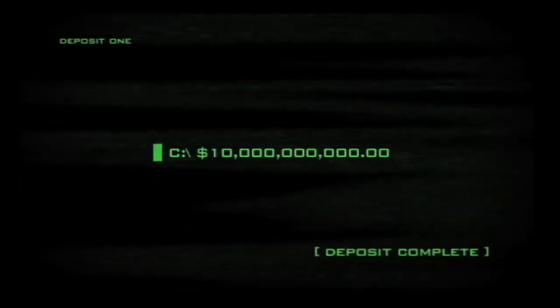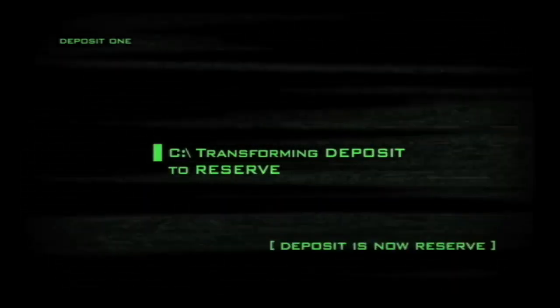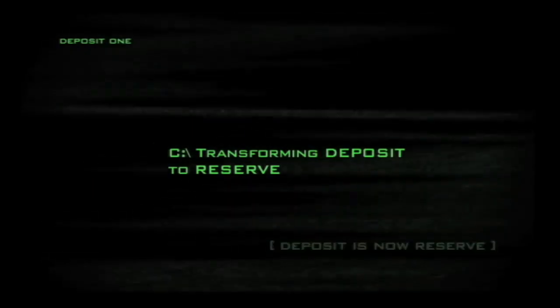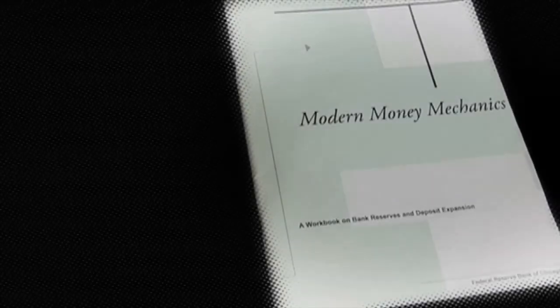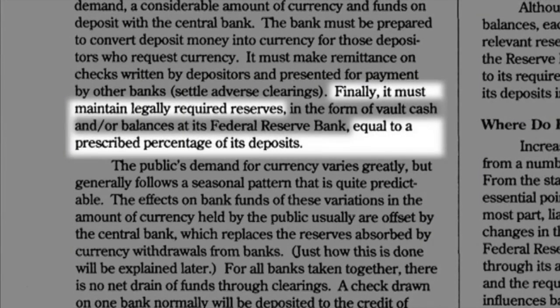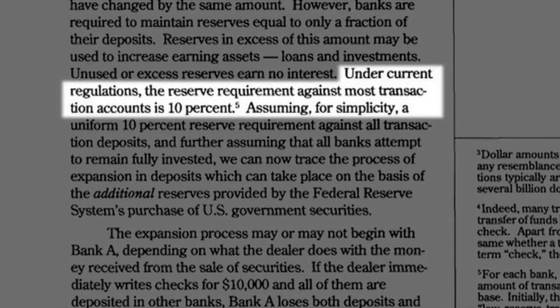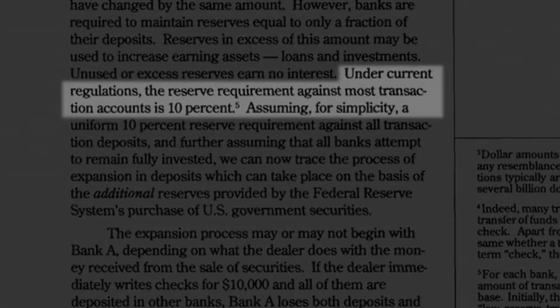So, the exchange has been made and now $10 billion sits in a commercial bank account. Here's where it gets really interesting. For as based on the fractional reserve practice, that $10 billion deposit instantly becomes part of the bank's reserves, just as all deposits do. And regarding reserve requirements, as stated in Modern Money Mechanics, a bank must maintain legally required reserves equal to a prescribed percentage of its deposits. It then quantifies this by stating, under current regulations, the reserve requirement against most transaction accounts is 10%.